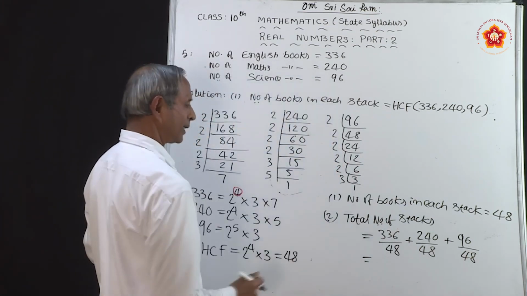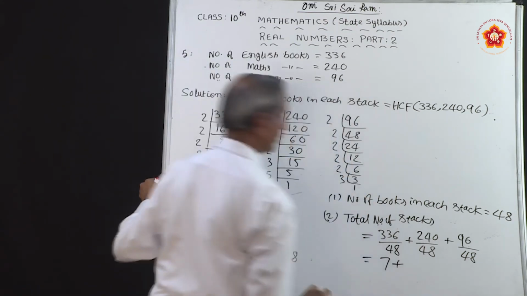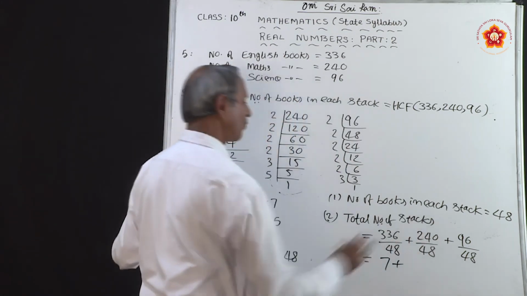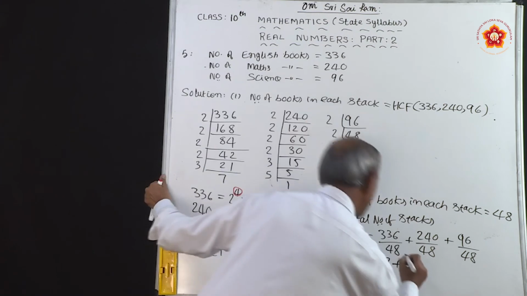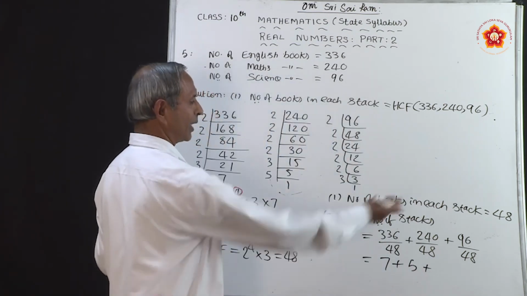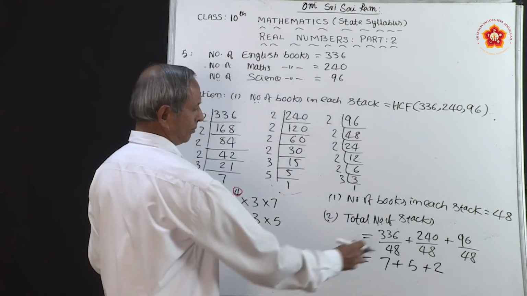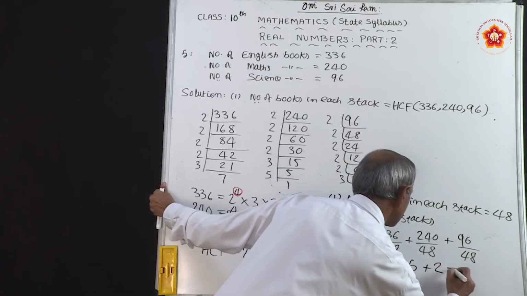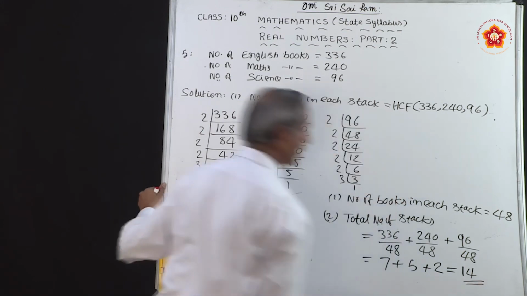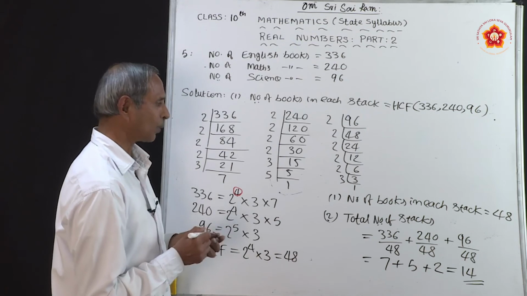336 divided by 48, if you divide you will get 7, plus 240 divided by 48 goes 5 times, 5 eights are 40, 5 fours are 20 plus 24. It will divide 5 times. 48 times 2 is 96, therefore write 2 here. If you add, you will get 14. Therefore, the number of stacks is equal to 14. This is the answer for the second question.